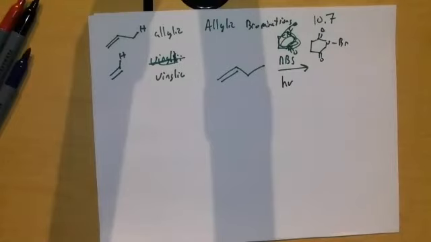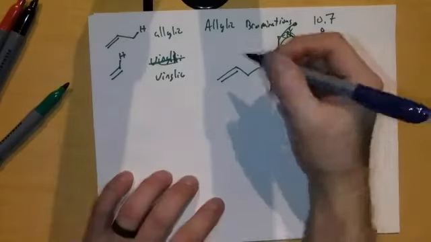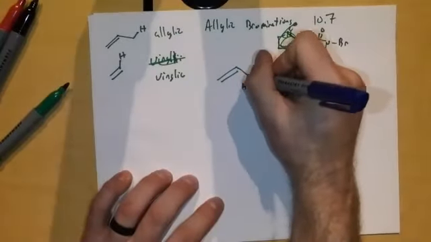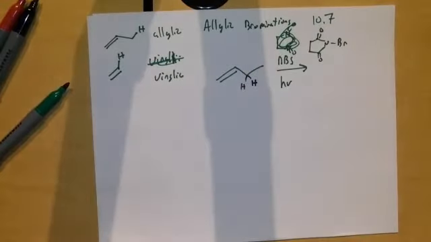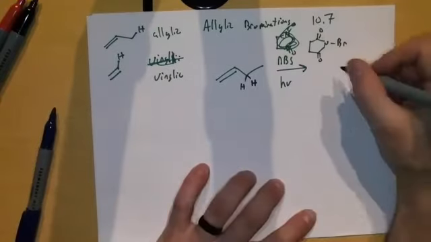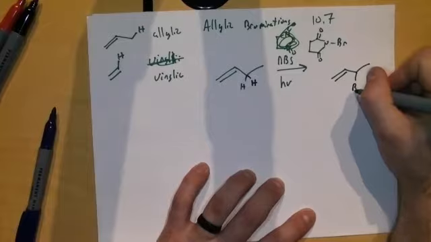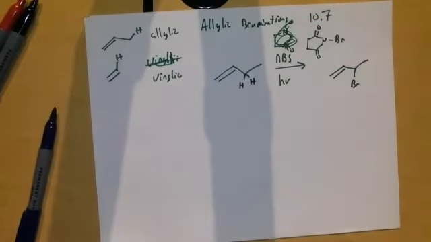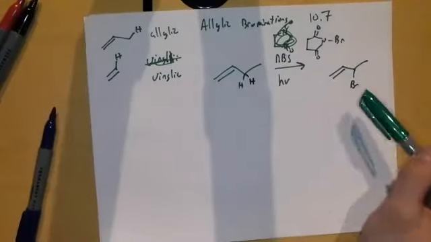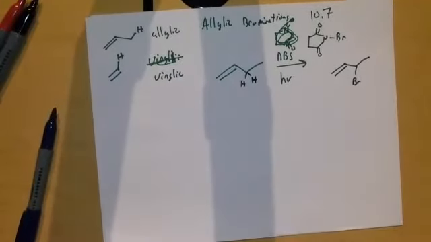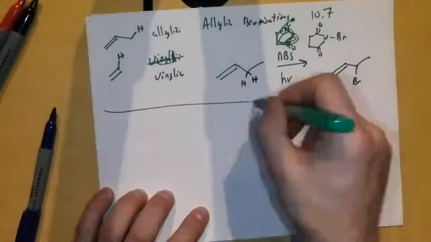And what it's going to end up doing is it's going to pull off one of these two hydrogens that are in your allylic position to give you a bromination in that allylic position. So you're going to be exchanging a hydrogen for a bromine. It's a radical reaction, so it's going to follow our radical pathway.